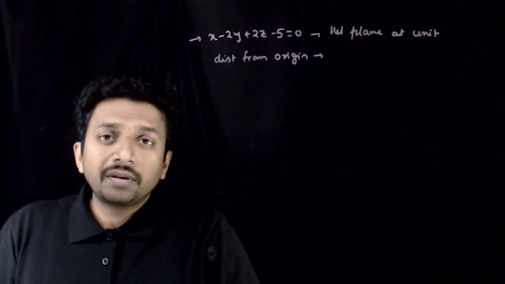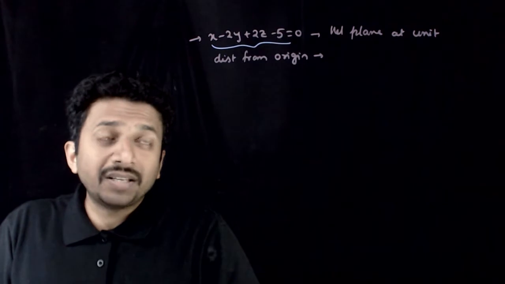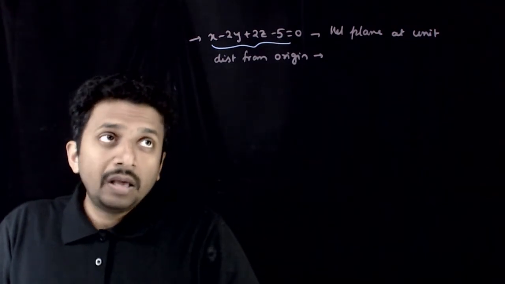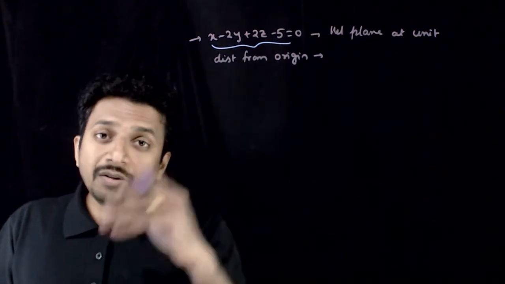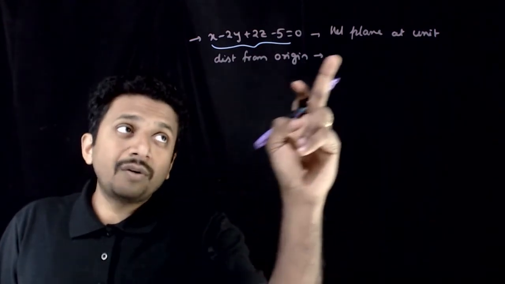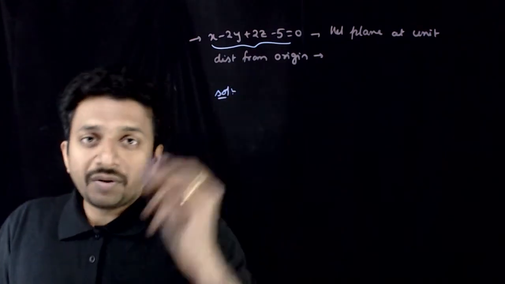So welcome students. In this question you are given a plane x minus 2y plus 2z minus 5 is equal to 0. You are asked to find the equation of a plane which is parallel to this plane and at a distance of 1 unit from origin. So the concept involved is something like this.